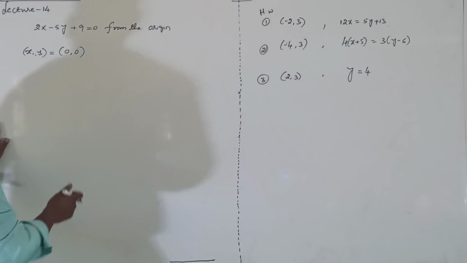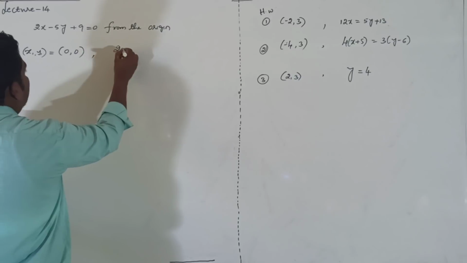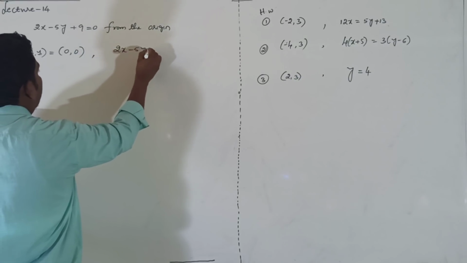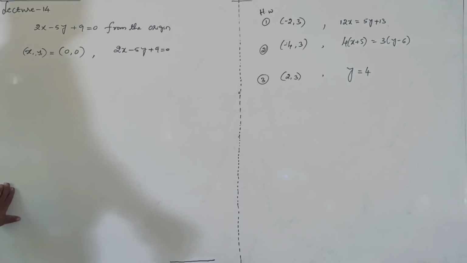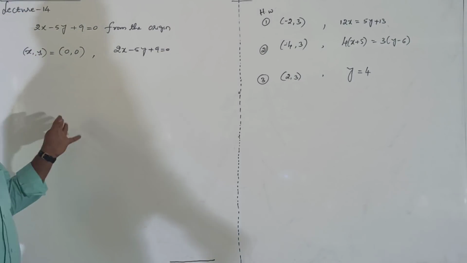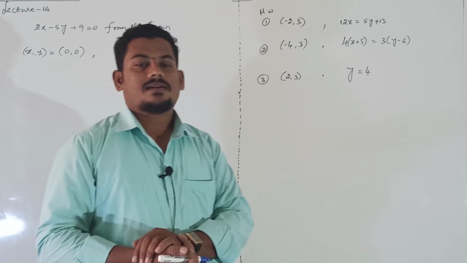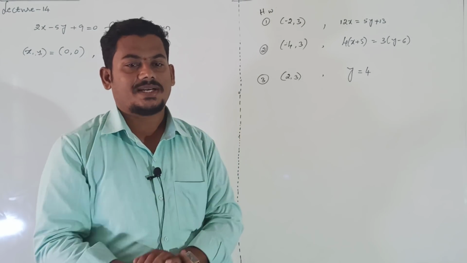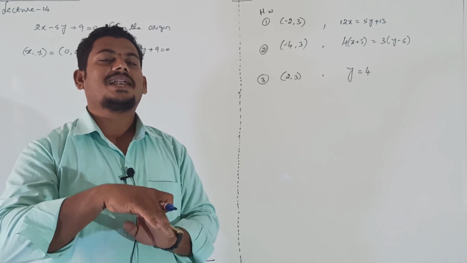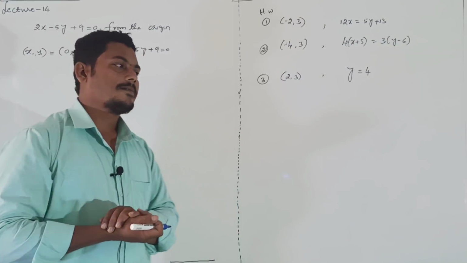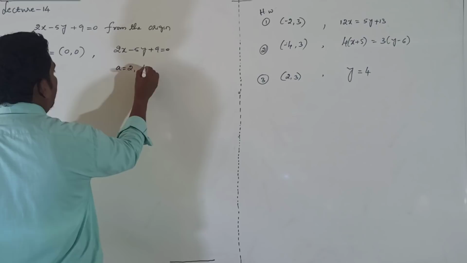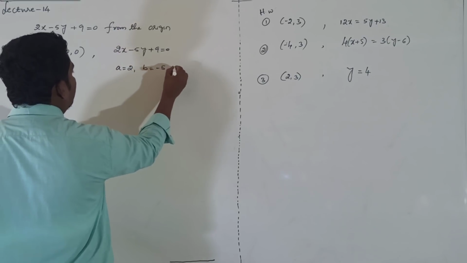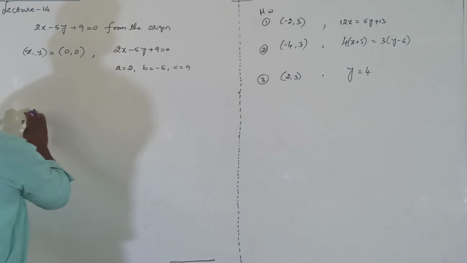Take the origin as (x1, y1) and the given line is 2x - 5y + 9 = 0. This is the distance between point and line formula only, just in the reverse order they have given. First they have given line and point. Distance between point and line is the same as line and point. In this case, what is the A value? 2. What is B value? -5. What is C value? 9. Now use the formula.